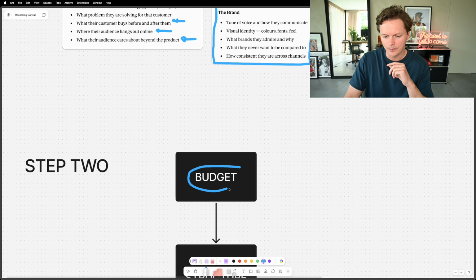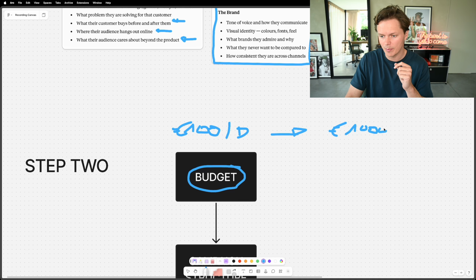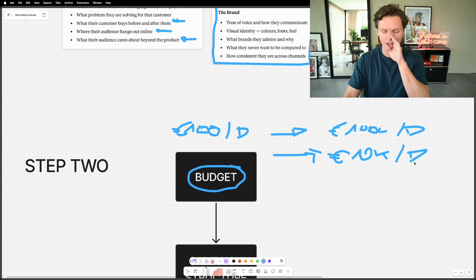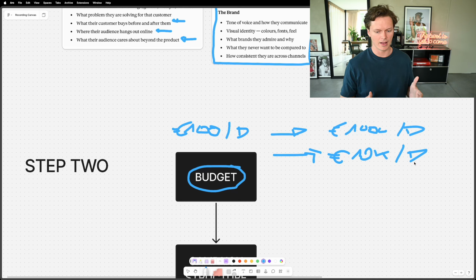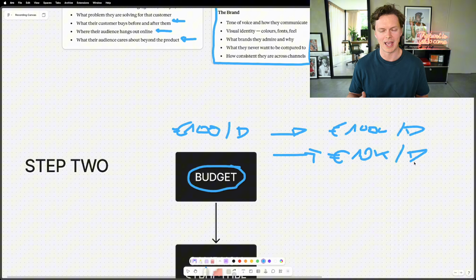And step number 2 starts with budget. Why? Because a brand who has 100 euros per day to spend looks entirely different than a brand who has even 1,000 to spend, which again looks entirely different to a brand who has 10K per day to spend. So this is where it starts. You can't really build one strategy that fits all for a brand that maybe has $100 or 100 euros per day to spend. That just doesn't work.